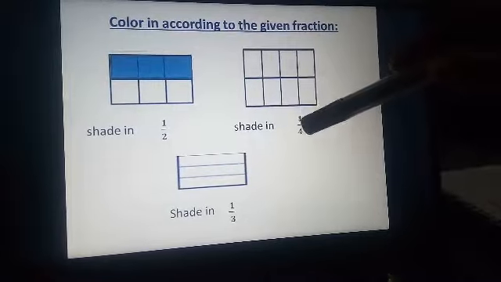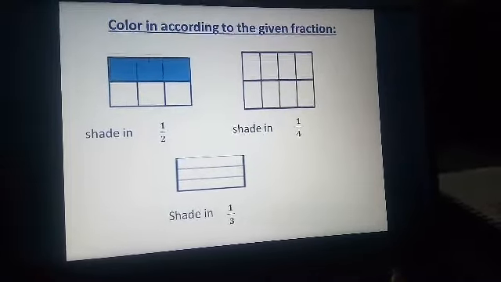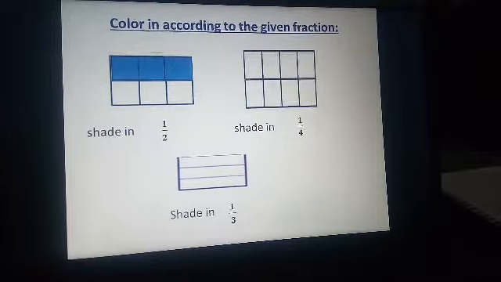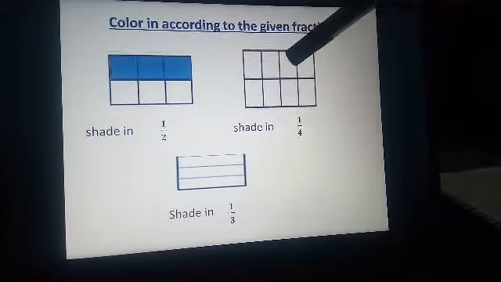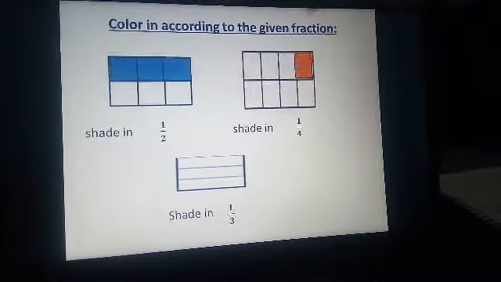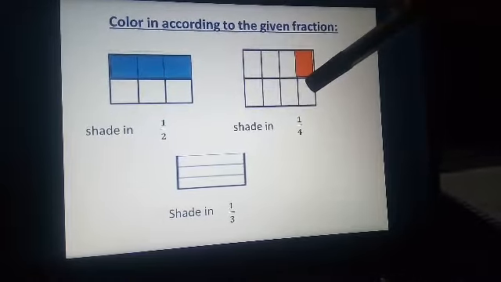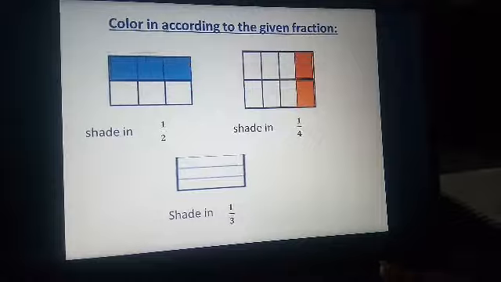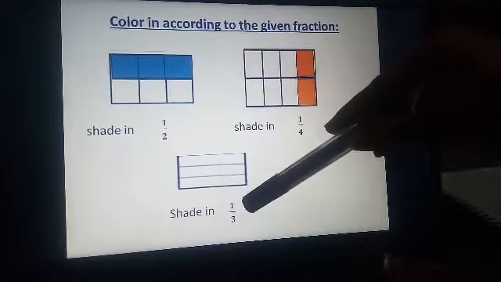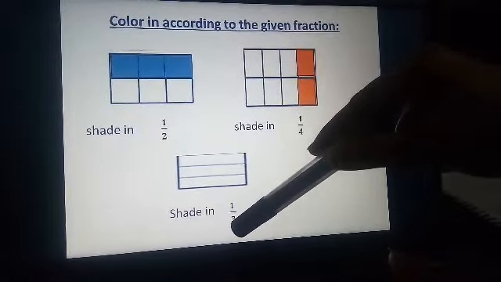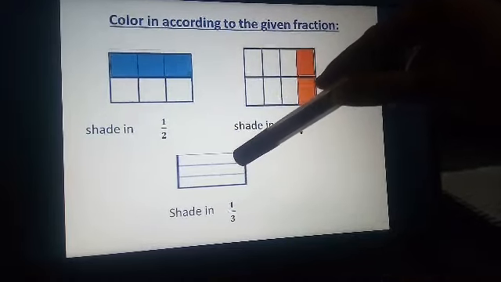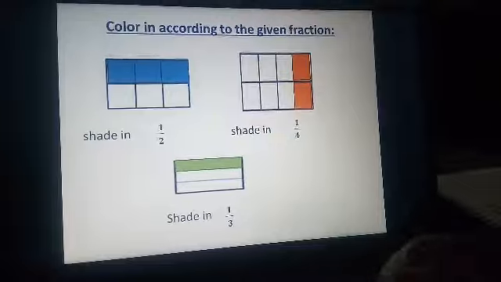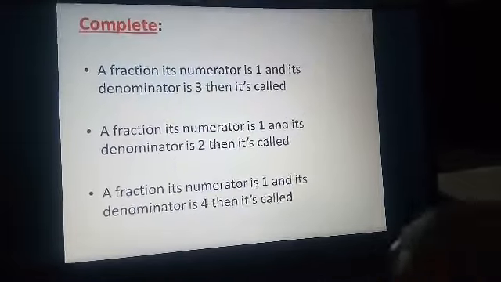Here, shading a quarter. Okay, how is that? I will count 4 squares, then I will color one square. 1, 2, 3, 4, color. Here, shading a third, so I will count 3, then I will color just 1. 1, 2, 3, color. Okay, let's continue.